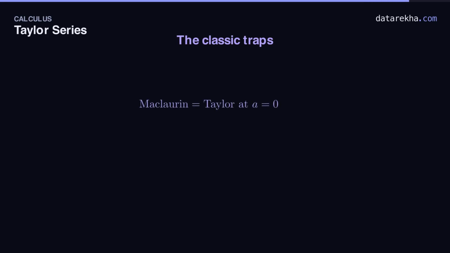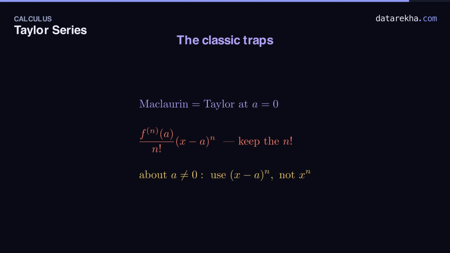Trap 1. Thinking Maclaurin is something separate. It isn't. It's just the Taylor series centered at 0. Same machine, one specific center. Trap 2. The classic slip. Forgetting the factorial. The nth term divides by n factorial. Drop it, and every coefficient beyond the first is wrong. Trap 3. When a is not 0, you must expand in powers of x minus a, never x. For log x about 1, that means x minus 1 throughout.